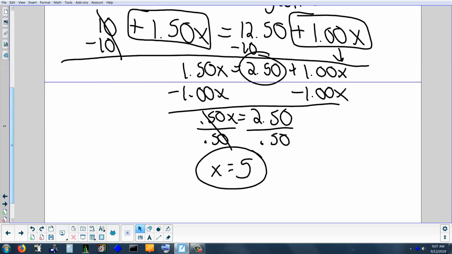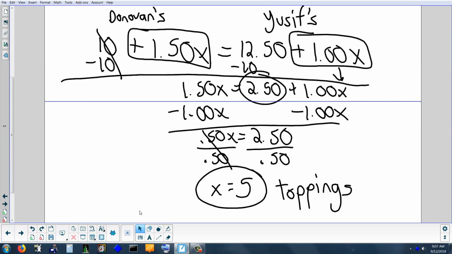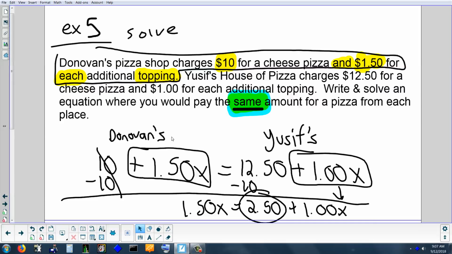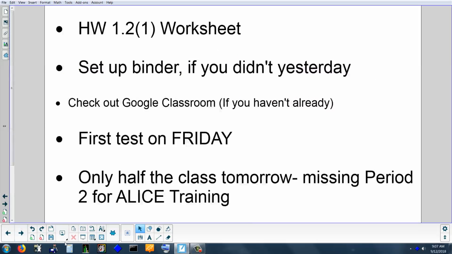5 what? $5? No, 5 toppings. Exactly. So when you put 5 toppings on a pizza from Donovan's and 5 toppings on a pizza from Yusuf's, it'll be the exact same price. Even though the cost of a straight cheese is more, like I think it was 10 and 12.50. If you put that many toppings on, that's when it'll be the exact same price.